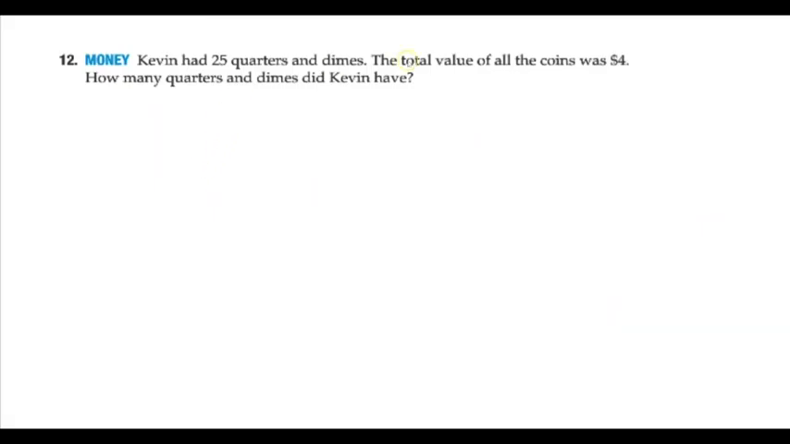Kevin has 25 quarters and dimes. The total value of all the coins was $4. Quarters and dimes is K. With problems like these, there are only two equations: a value equation and a totals equation. Let's do the total one first. He has quarters and dimes. He has 25 of them. If he had quarters and dimes, he has 25 total. That's my total equation.